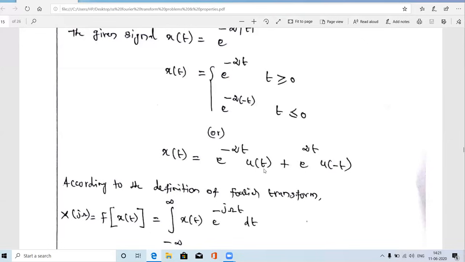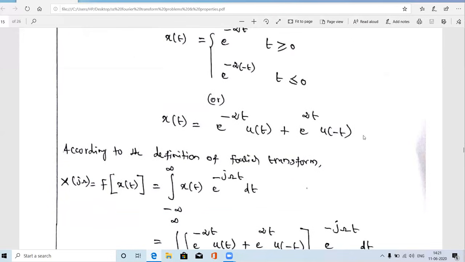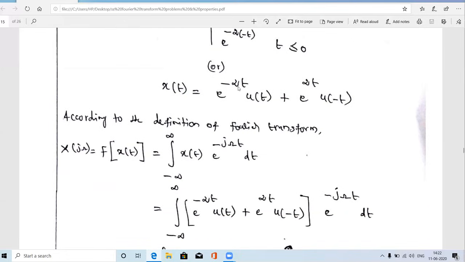e^(-2t) u(t) + e^(2t) u(-t). So here we have to find the Fourier transform of this signal x(t). You see the signal consists of two signals. This is one signal and this is one signal.